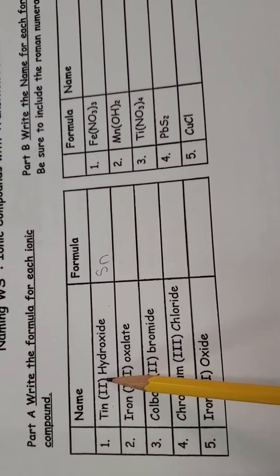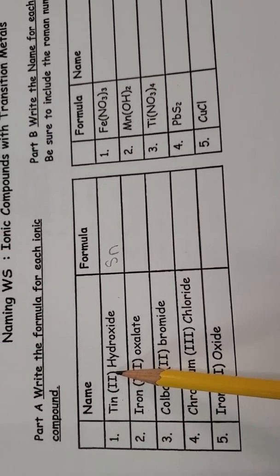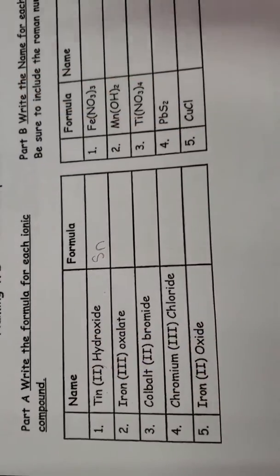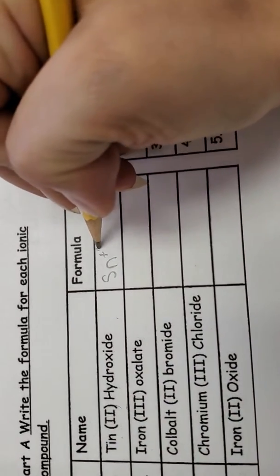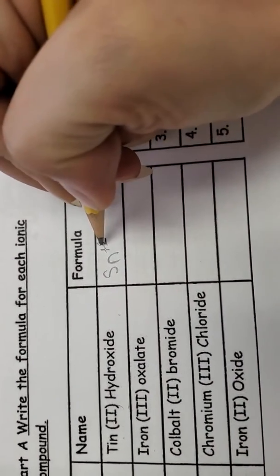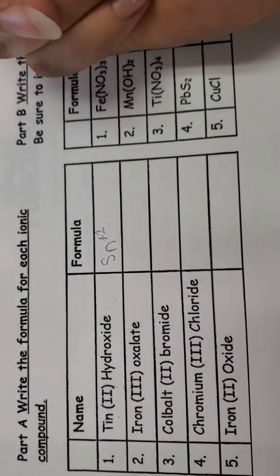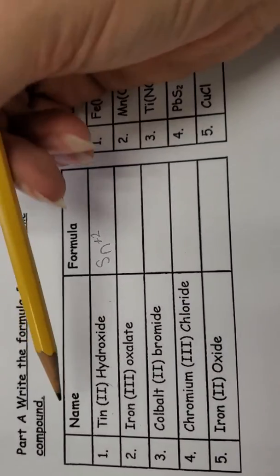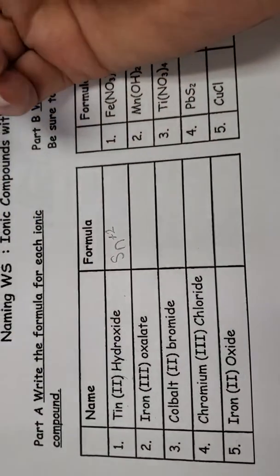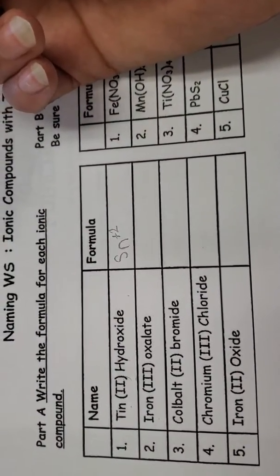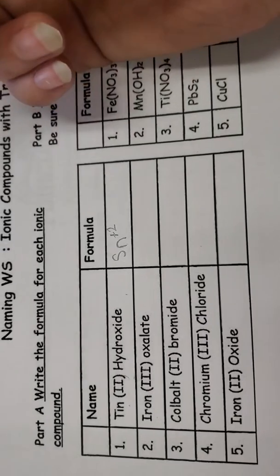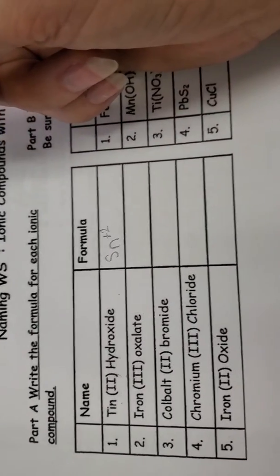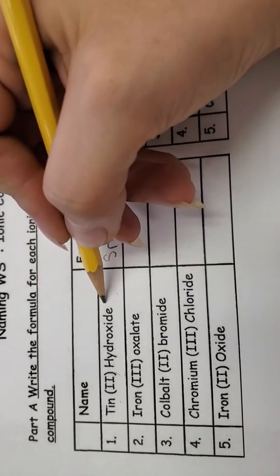Well, tin is a transition metal. So I need to put the charge that was indicated. This charge is Roman numeral 2. Therefore, the charge is positive 2. I knew that it was going to be positive because tin is a metal. All metals will always be positive. Therefore, anytime you have a number in Roman numerals designating the charge of the transition metal, it will always be a positive number. The next thing you need to do is look at hydroxide.